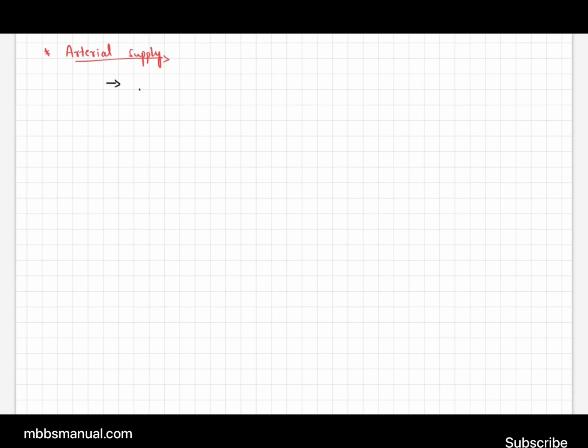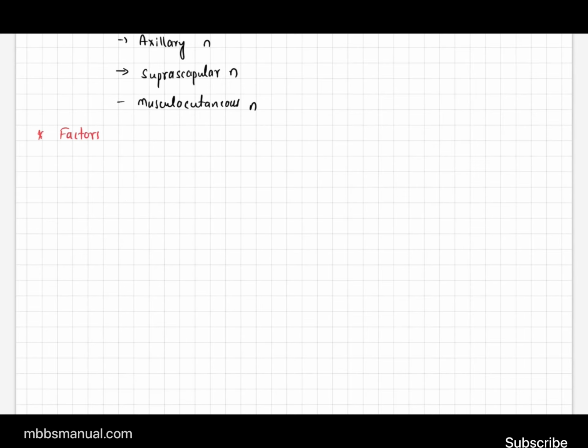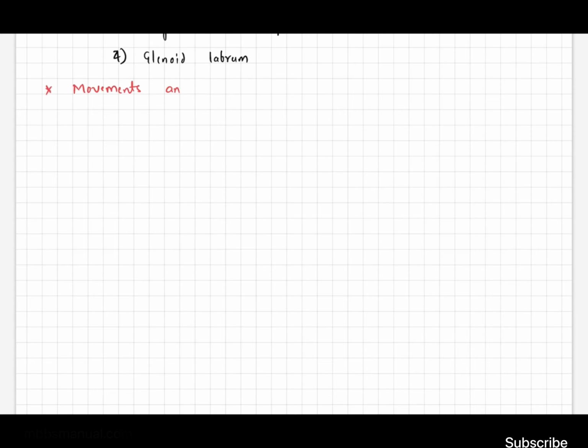Arterial supply. It is mainly supplied by the anterior and posterior circumflex humeral arteries, suprascapular artery, and subscapular artery. Nerve supply by axillary nerve, suprascapular nerve, and musculocutaneous nerve. Factors providing stability are the rotator cuff, musculotendinous cuff, coracoacromial arch, long head of biceps tendon, and glenoid labrum.